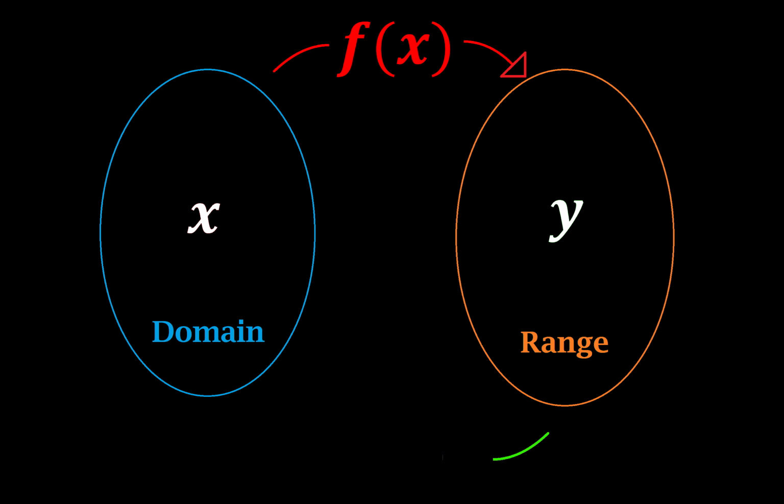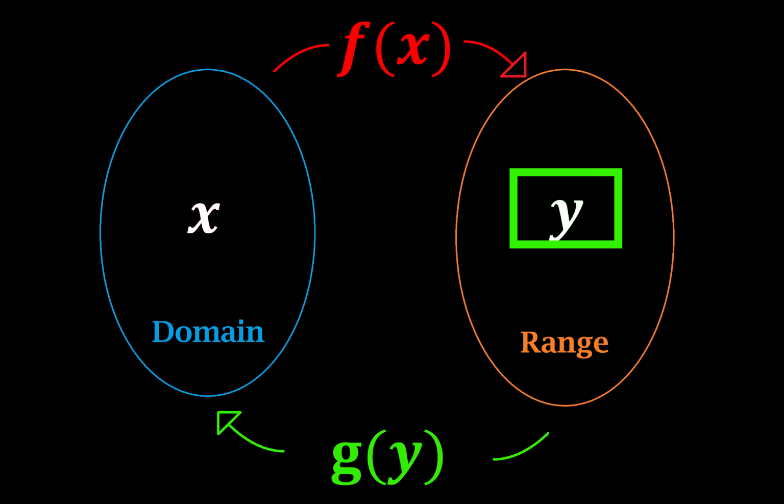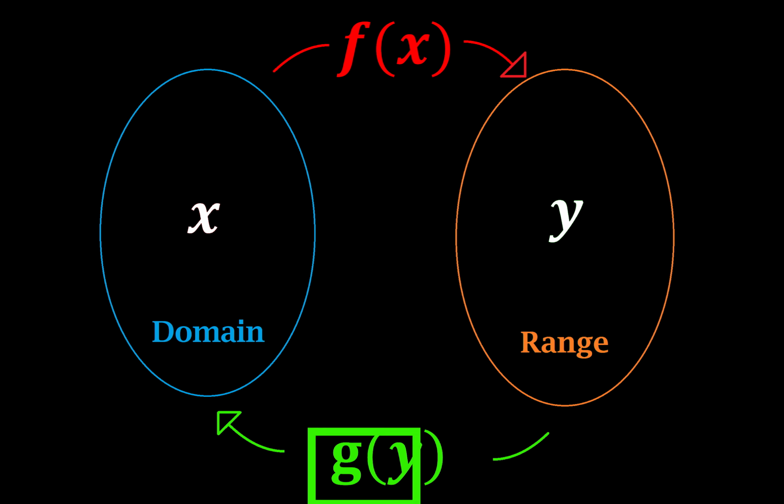But what if I want to go in the reverse direction? Meaning, what if we wanted to map all the elements from the range back to their original form in the domain? Well, then we would have to create another function that has inputs of y and outputs of x.